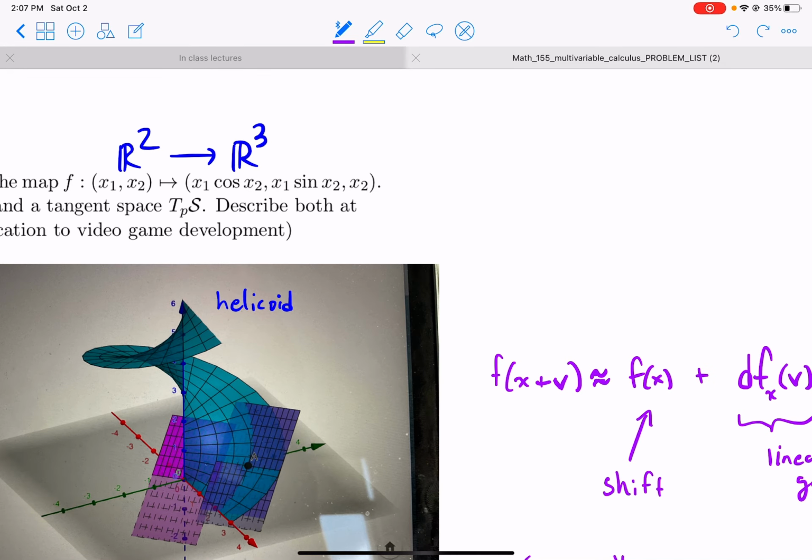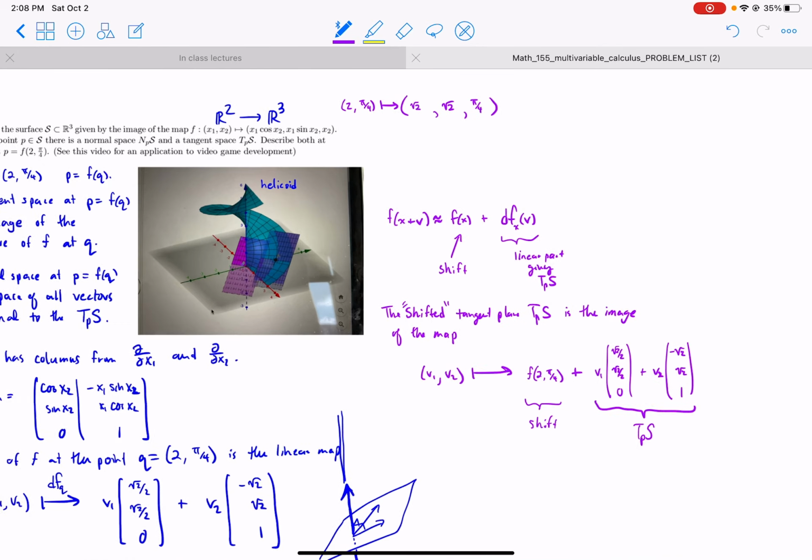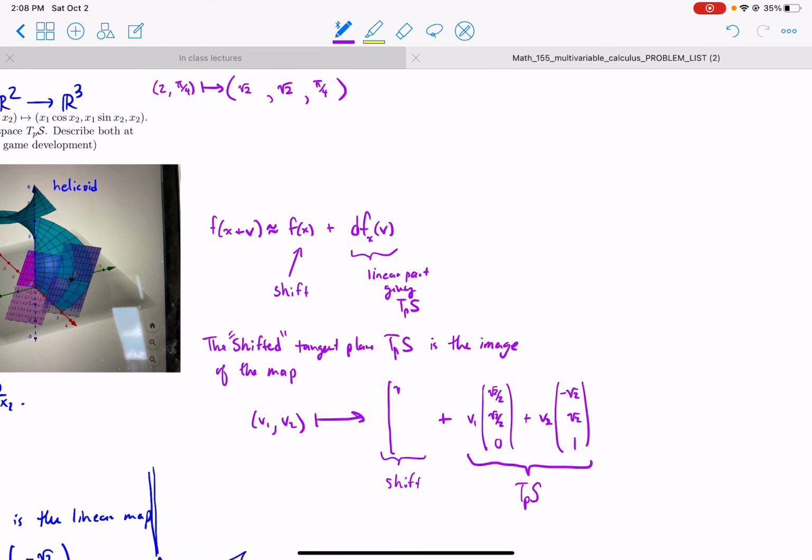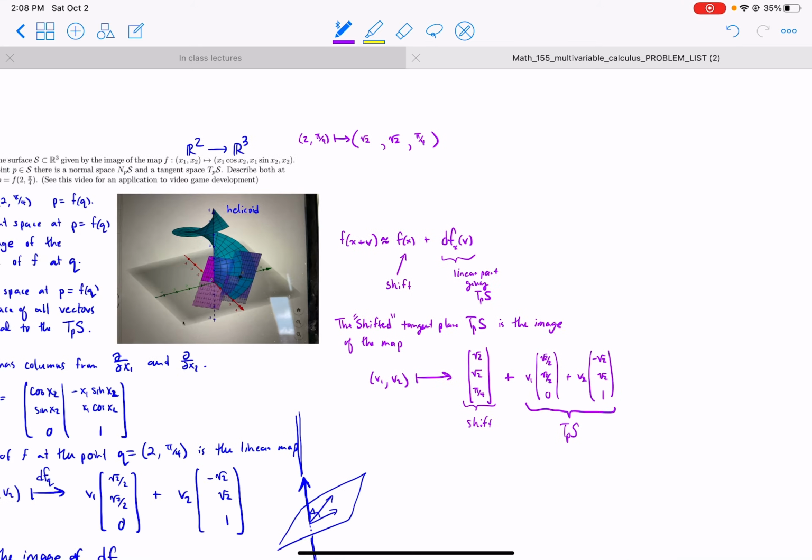So if I plug in 2 pi over 4 to the map, what do I get? I get 3 numbers. I say I get root 2. And here I get root 2. Plug in and check this. There's some canceling I'm doing in my head because I've done this problem already, but you should check this. And then this last point is pi over 4. And so this point I can write as a three-dimensional vector: root 2, root 2, pi over 4. And so that's the shift.